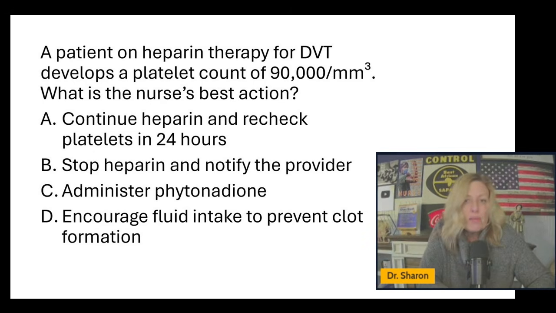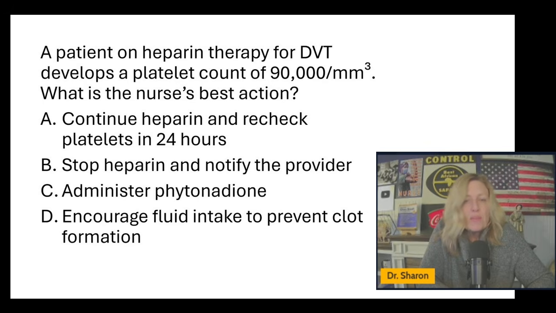A patient on heparin therapy for DVT develops a platelet count of 90,000. Okay, so that's low. What is the nurse's best action? Thrombocytopenia. So a patient on heparin therapy who develops thrombocytopenia should continue heparin and recheck platelets in 24 hours. That seems not the best option because you have heparin-induced thrombocytopenia. With a patient who's started on heparin and has thrombocytopenia, I should stop the heparin and notify the provider. That seems like a good option. We'll see what else there is.